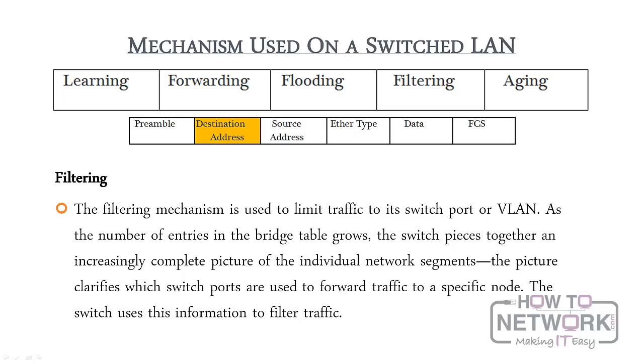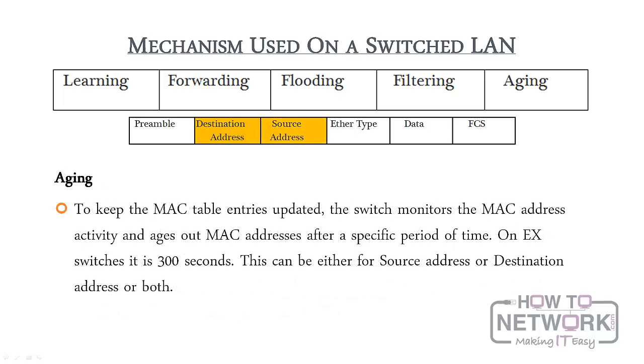And then we have aging. To keep the MAC table entries updated, the switch monitors the MAC address activity and ages out MAC addresses after a specific period of time. On EX switches, it is 300 seconds. This can be either for source addresses or destination addresses or both.